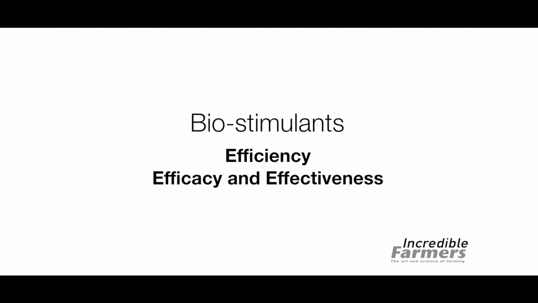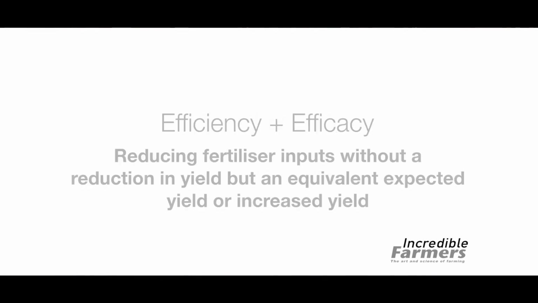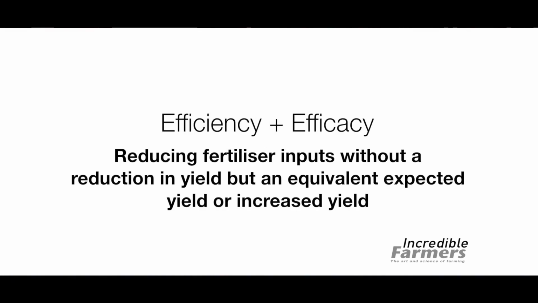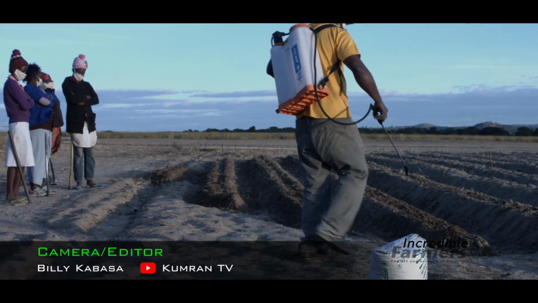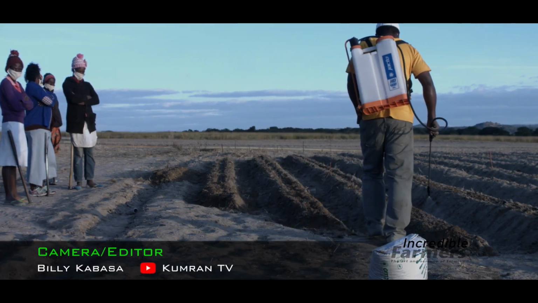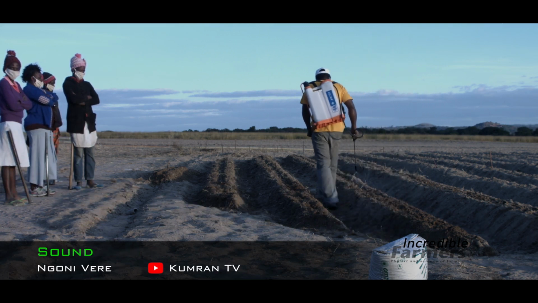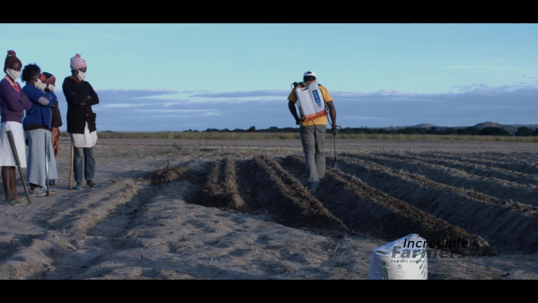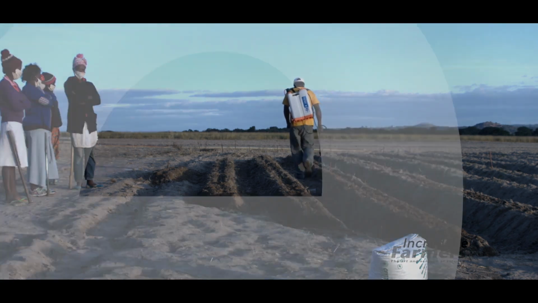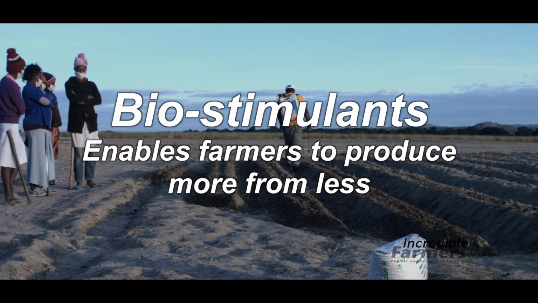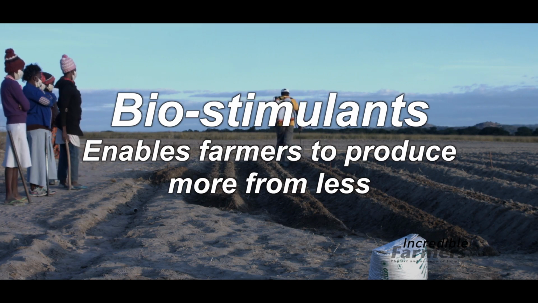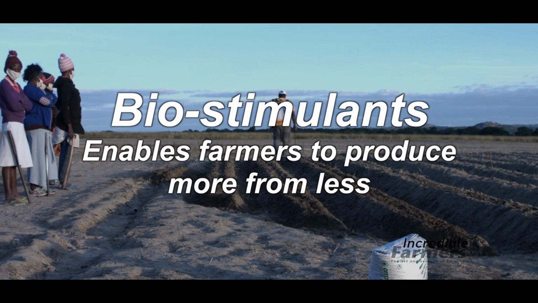So when we're talking about biostimulants, we talk about efficiency, efficacy, and effectiveness. These are three key words that we usually run with. So efficacy and efficiency, we're talking about reducing fertilizer applications and actually getting even the same or more yield. Reducing chemical applications when it comes to pesticides or insecticides, but actually improving the resistance of that crop to diseases and to pests. So that's a key area in which biostimulants can help a farmer in increasing profit margins.